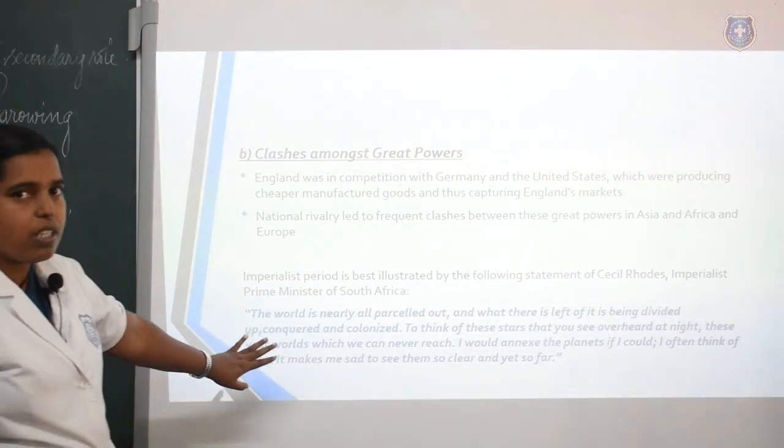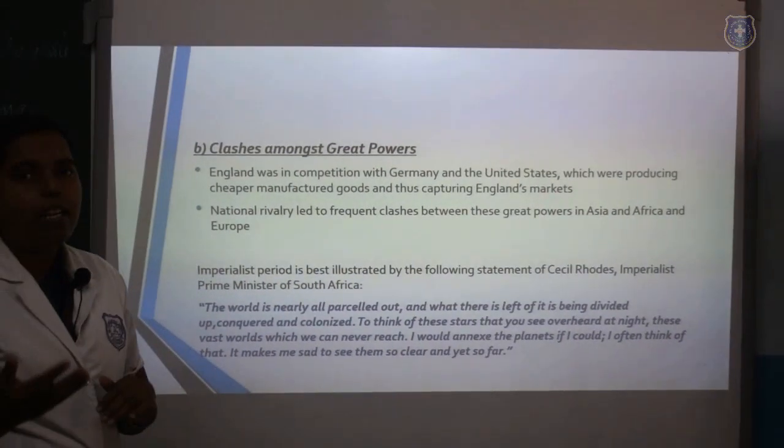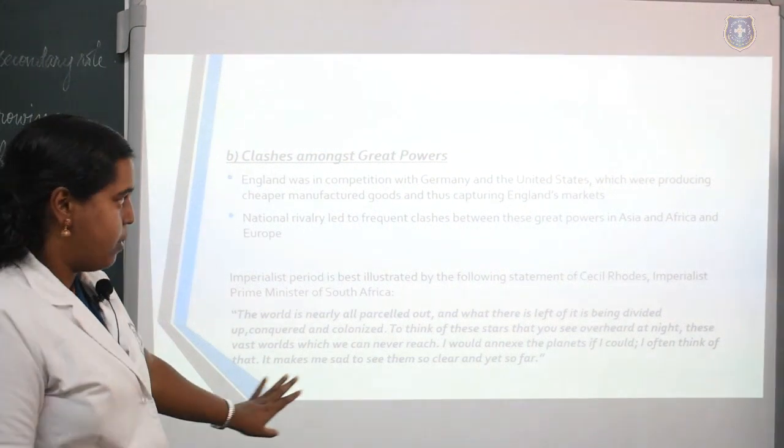You can go through those words once. "The world is nearly all parceled out, and what there is left of it is being divided up, conquered and colonized. To think of these stars that you see overhead at night, these vast worlds which we can never reach, I would annex the planets if I could. I often think of that. It makes me sad to see them so clear and yet so far." The only thing is they are far away from the earth, so I am not able to conquer.